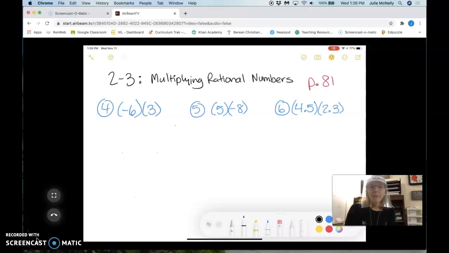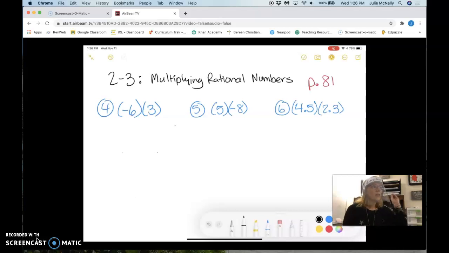Today we're talking about multiplying rational numbers. So remember, a rational number is a fraction or decimal that has an end or a repeating pattern. And we are going to be multiplying some numbers that are just whole numbers, some are integers, and some are decimals or fractions. Before we start, we're going to go over the rules for multiplying and dividing integers, because I just want to refresh your memory on that.